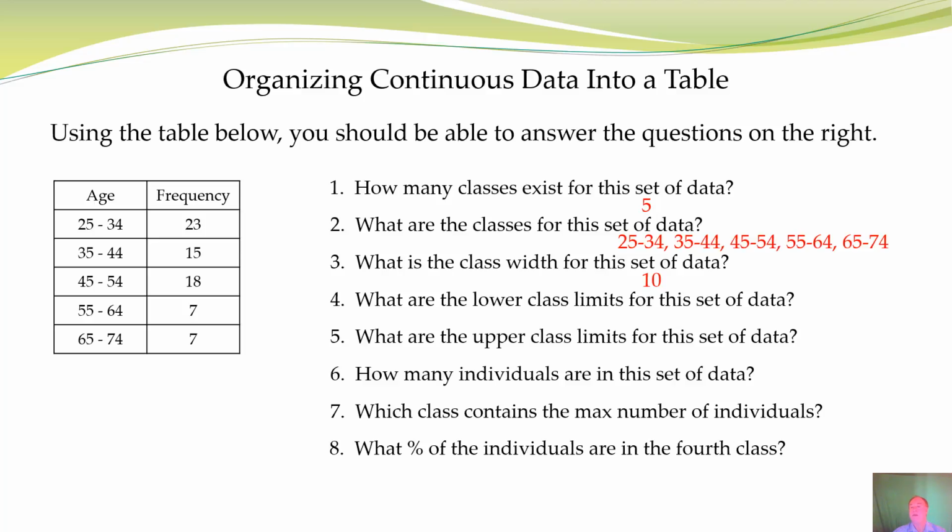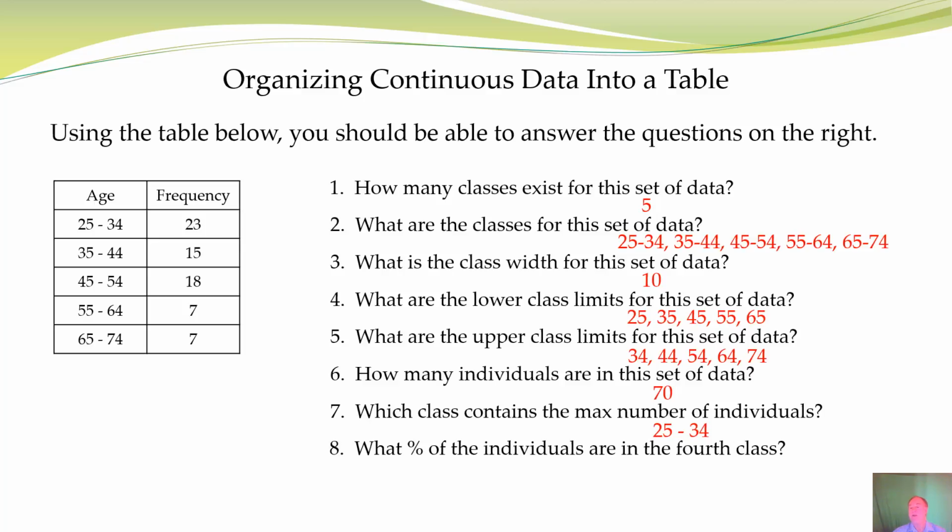What are the lower class limits for this set of data? Well, the lower class limits would be 25, 35, 45, 55, 65. The upper class limits, 34, 44, 54, 64, 74. Now you notice the upper class limit is one less than the lower class limit of the next class. How many individuals are in this set of data? You would add up the frequencies, find that there are 70. Which class contains the max number of individuals? This would be class 1, which is 25 to 34, because there's 23 in that class.